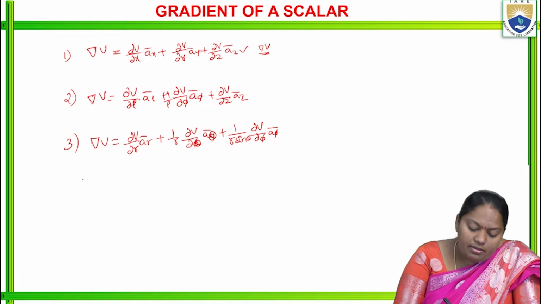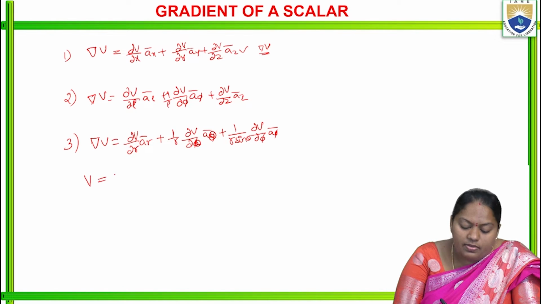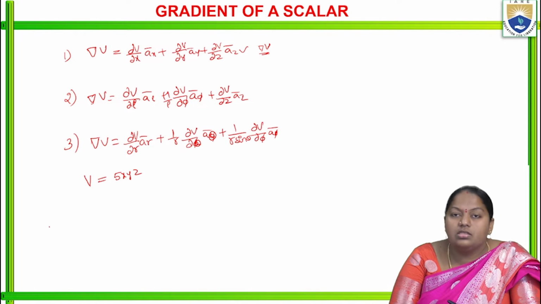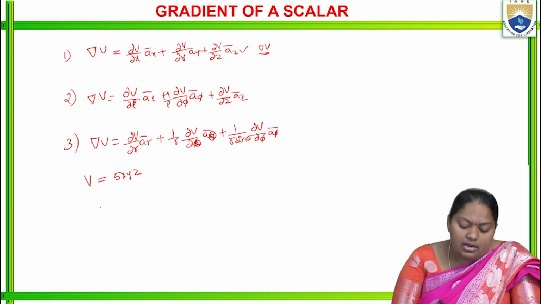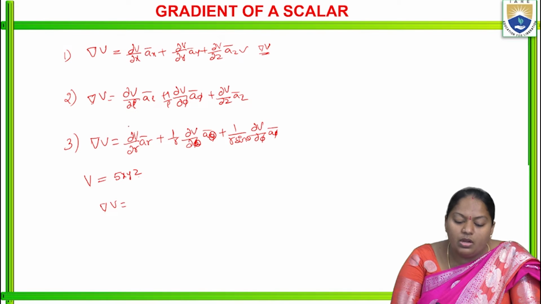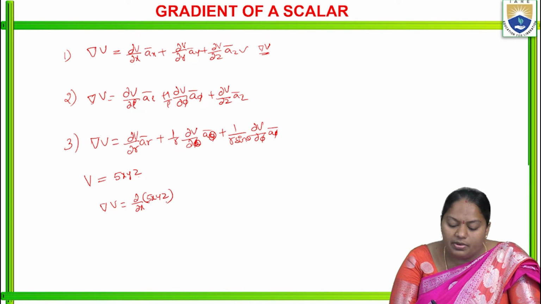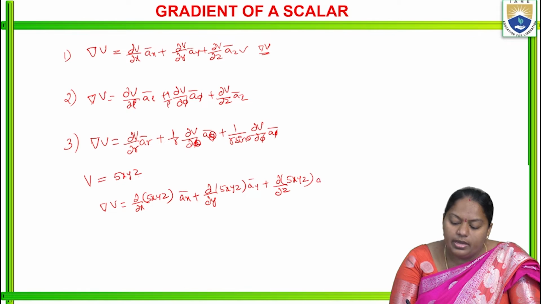Right? Suppose we have a scalar V given as 5xyz. The first type of coordinate system variables x, y, z are given. Now we have to find the gradient of the scalar. Del V can be written as dou V by dou x into ax, that is dou by dou x of 5xyz. In place of V, we just substitute 5xyz, into ax plus dou by dou y of 5xyz into ay plus dou by dou z of 5xyz into az.